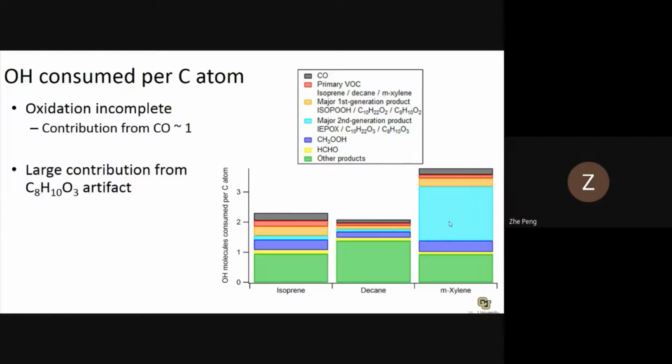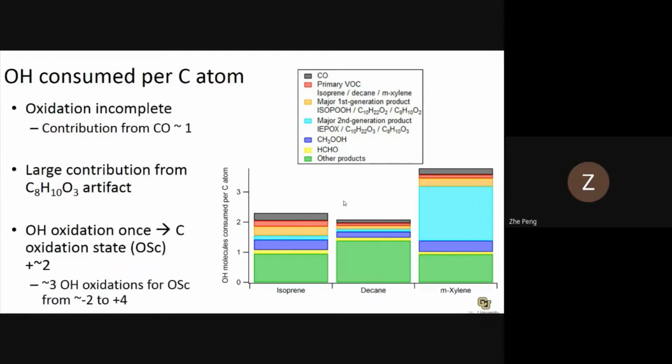And we can also see a large contribution from C8H10O3, or hydroxy metaxylenol in the metaxylene case. But this is actually an artifact due to the mechanism incompleteness, because this species is involved in a loop, and I think we have some missing exit channel for that loop, and the turnover number for the loop is artificially high. That's why this contribution is huge.